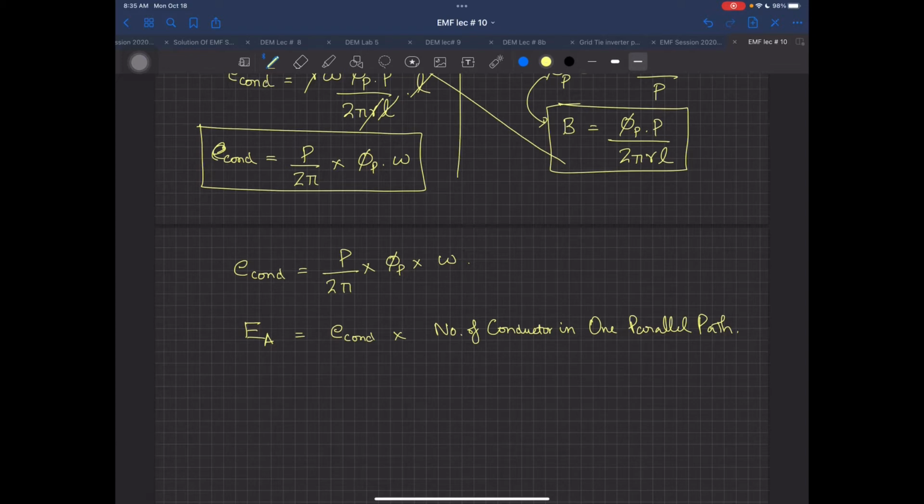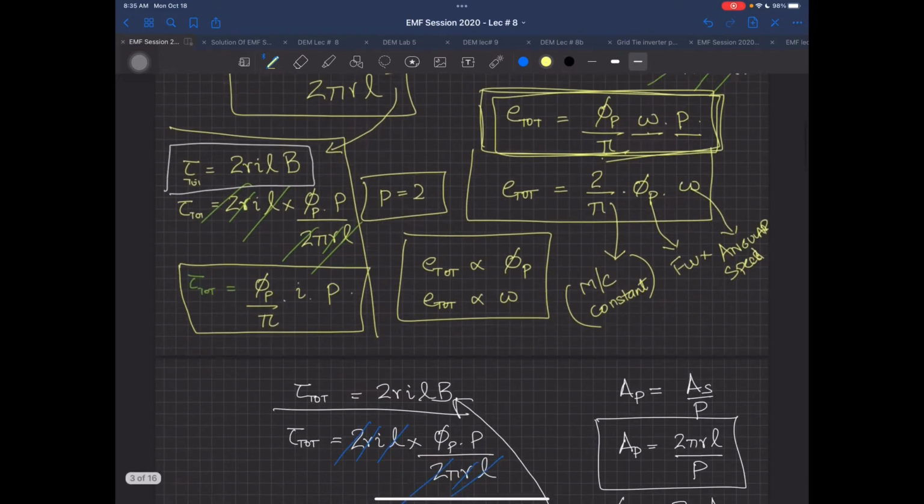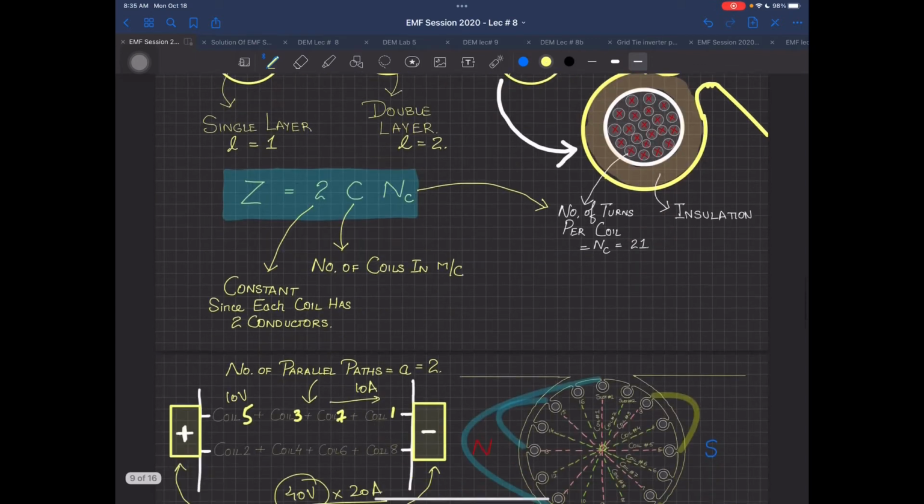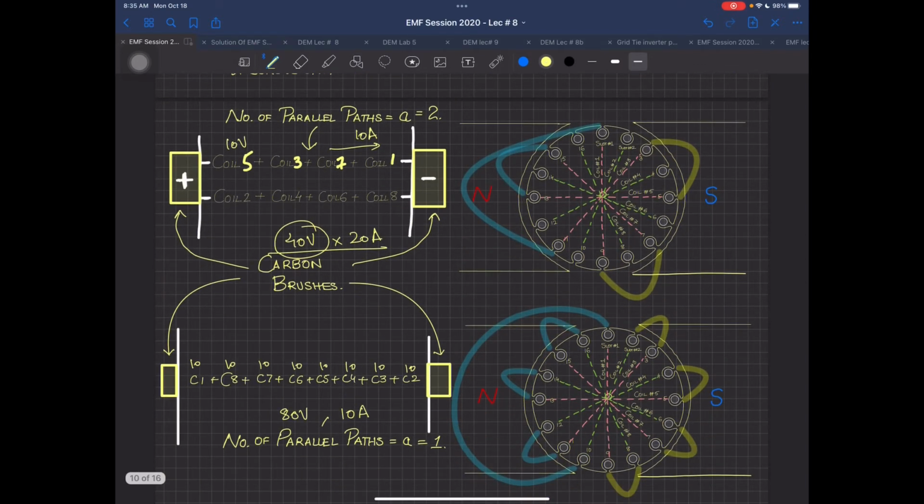Agreed? Because your machine is going to have parallel paths. So if I go back to your solution over here, we discussed that if any machine has a number of parallel paths, and I had Z conductors in my machine, Z by 2 are here, Z by 2 are here. If A is equal to 1, then all of them are Z in series. But this A can be 2, it can be 4, it can be 3, depending upon your design of winding.